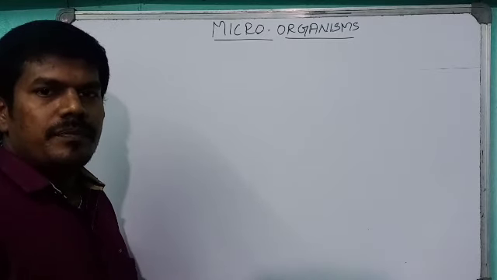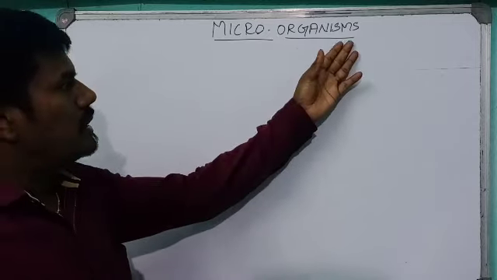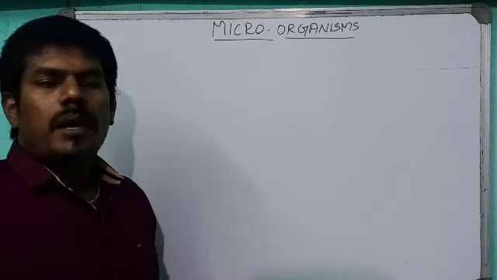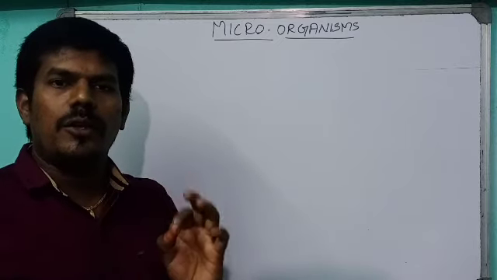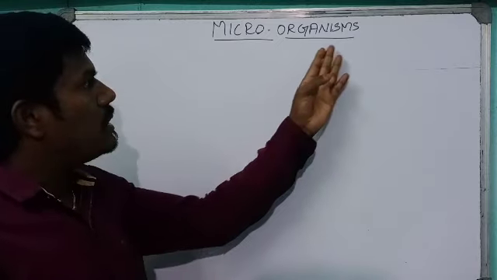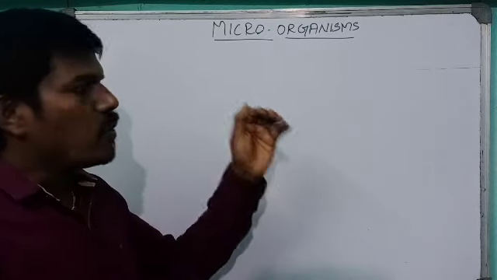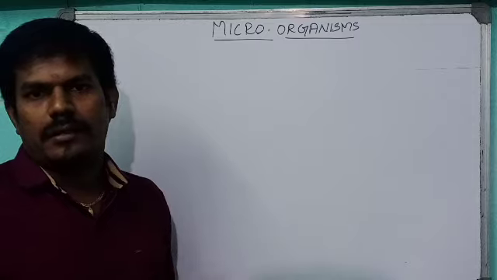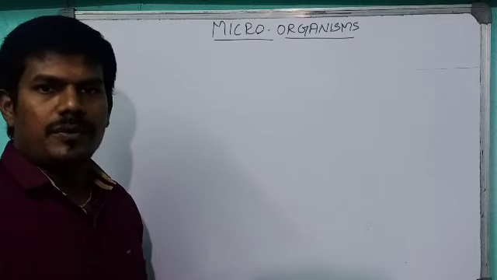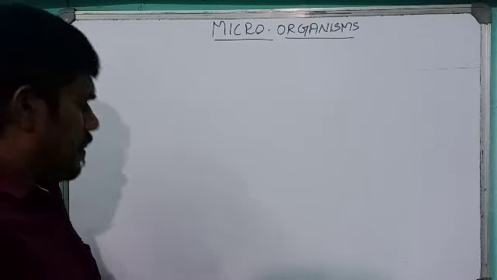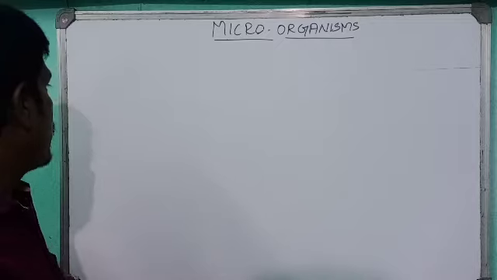Hello students, in this video we are learning about microorganisms. You already know what a microorganism is: a single cell, or unicell. Microorganisms are otherwise called microbes. Microbes are classified into 5 categories. What are those 5 categories? Virus, bacteria, fungi, protozoa. The first one, virus, is already completed. Now I am going to explain bacteria.